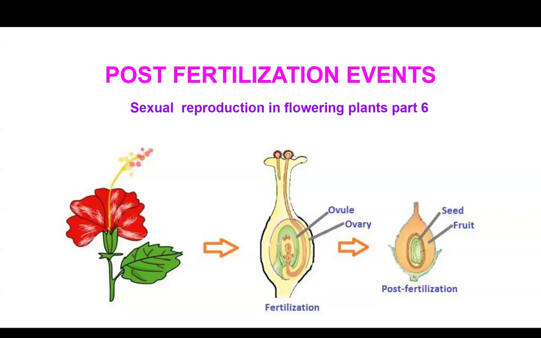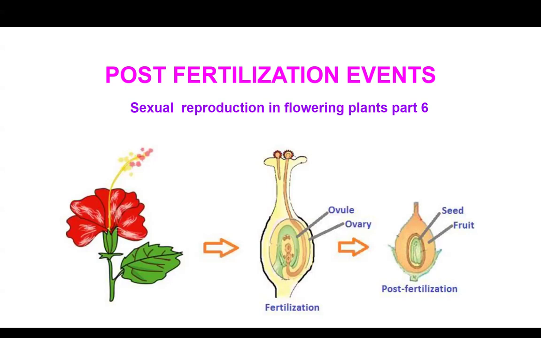So this is the final part of sexual reproduction in flowering plants, and today we will be talking about post-fertilization events. We have already discussed the formation of microspore, the formation of megaspore, and double fertilization. In the description of this video, I will be giving a reference to all the previous videos of this section. Okay, so we are talking about post-fertilization events.